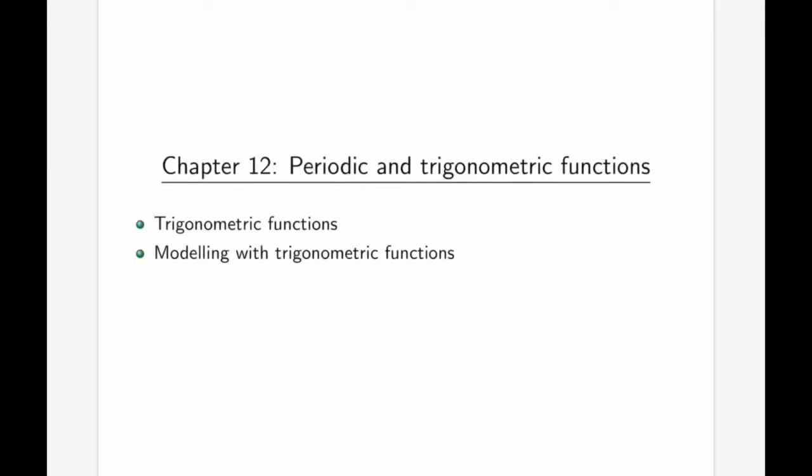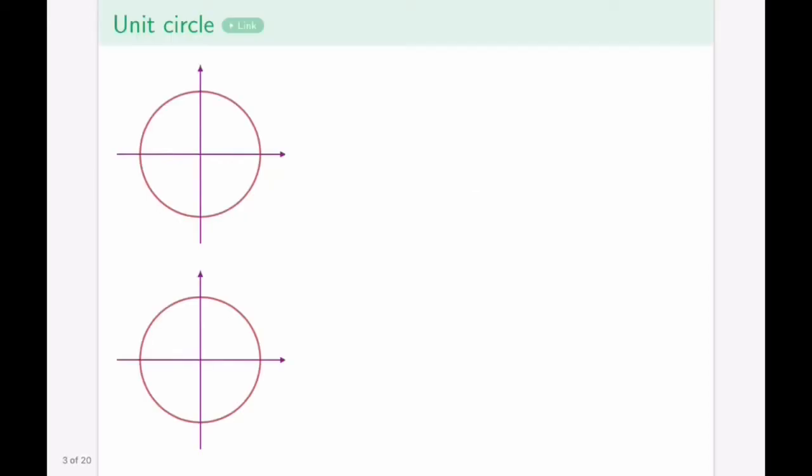In this lecture, we will be starting with chapter 12, which is on periodic and trigonometric functions. So first of all, let's go back to the basics and discuss the definitions of the trigonometric functions as they come from the unit circle. So unit circle means a circle of radius 1.